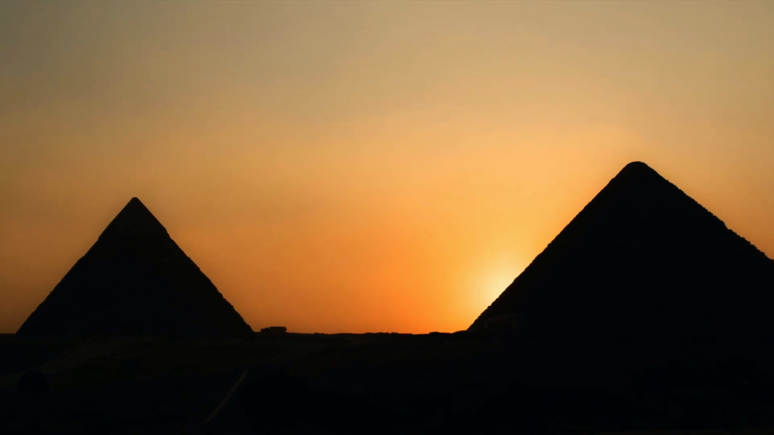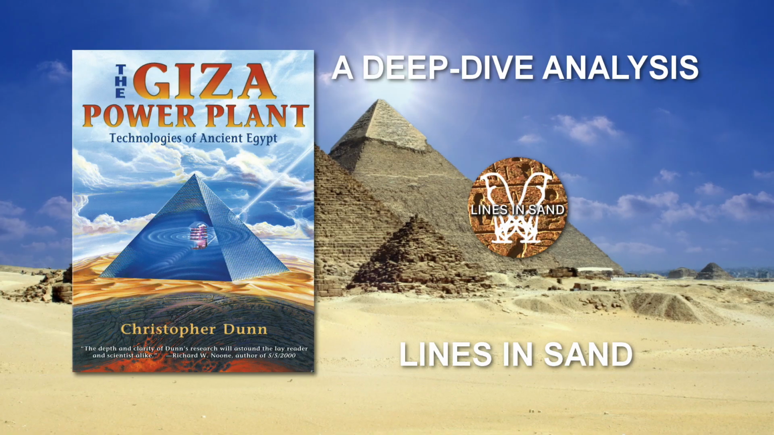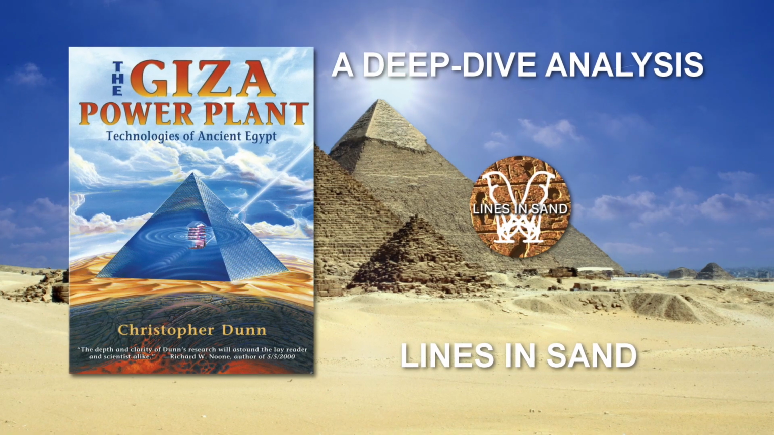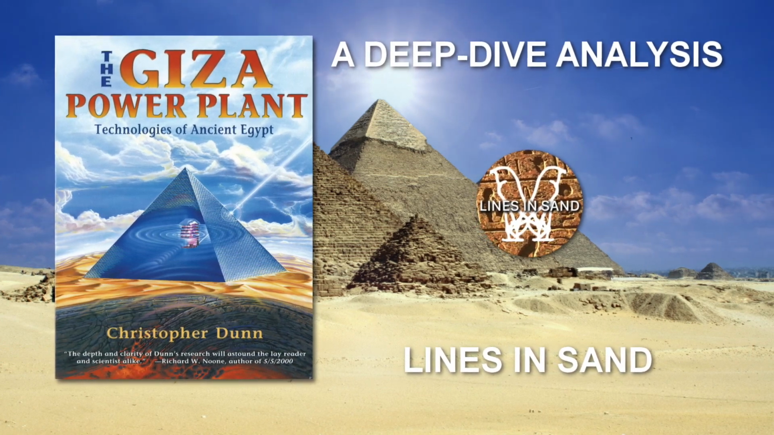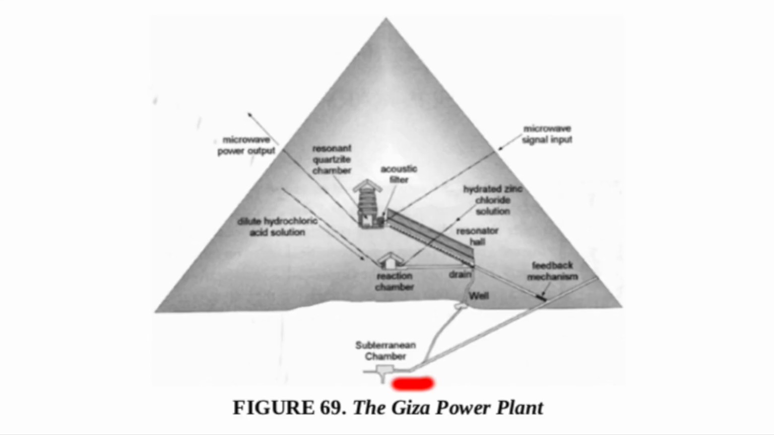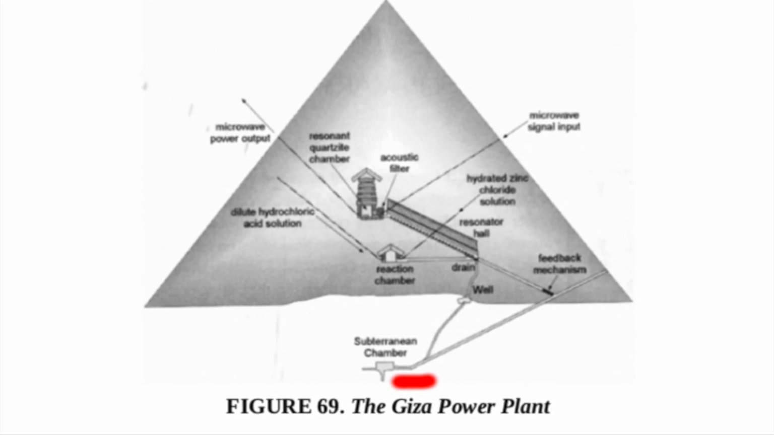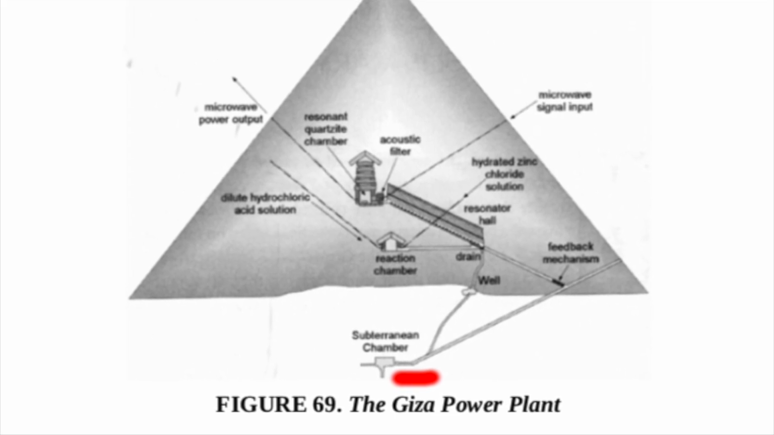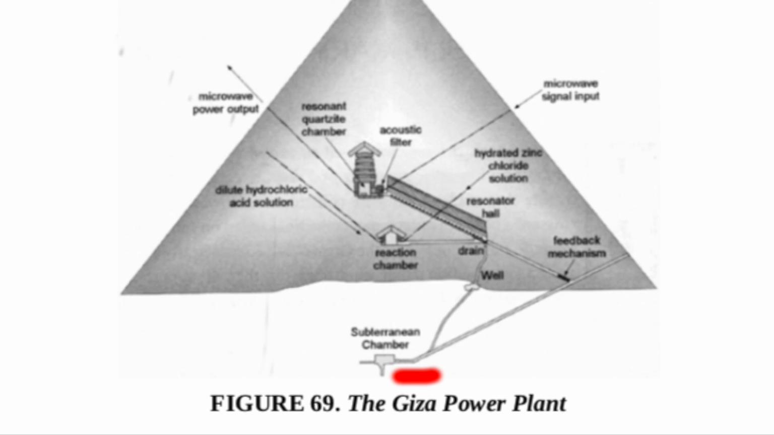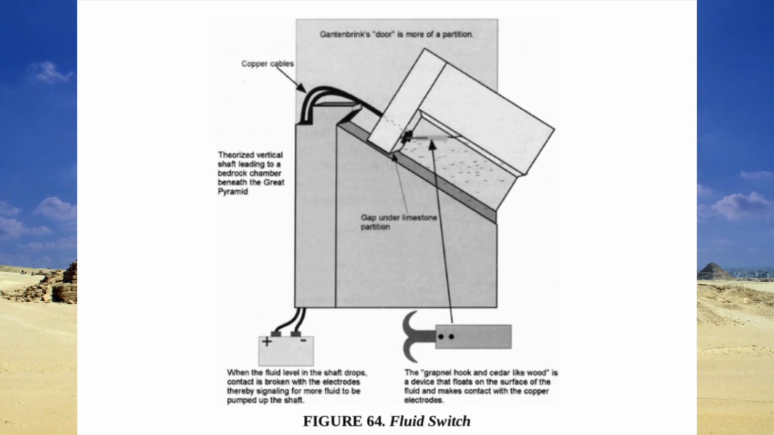Dunn references John Carousel. I apologize if I am butchering that name. Can't get through a video without butchering someone's name. A French engineer, right, whose team discovered a supposed corridor running beneath the horizontal entrance to the subterranean chamber. Hear me out. The team also proposed a vertical anomaly connecting to said corridor, as well as a deep chamber potentially beneath it. Dunn takes all of this as evidence for his fluid feeding system for the Queen's Chamber shafts.